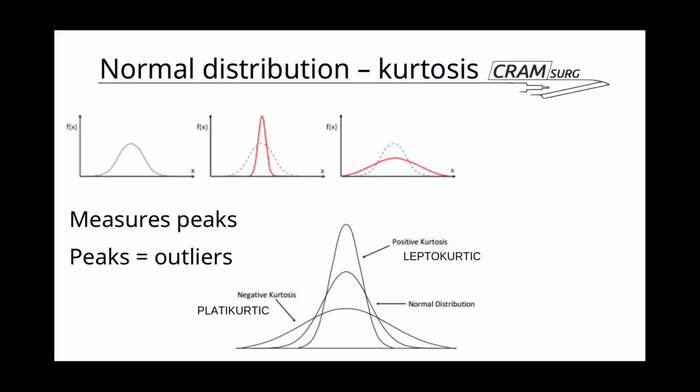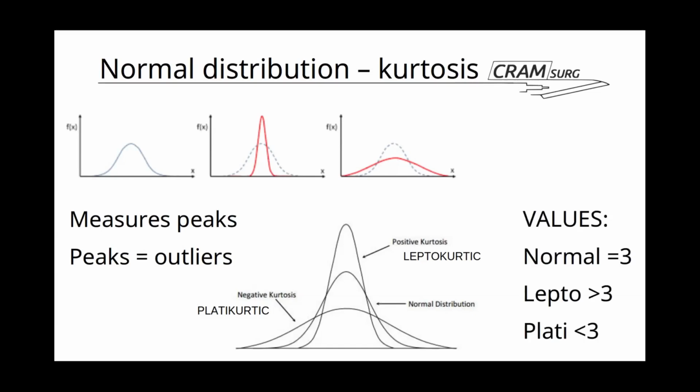If you want to be technical, a positive kurtosis distribution is called leptokurtic, and the negative kurtosis one is called platykurtic, like a plateau because it's flat. A normal distribution has got a kurtosis of its own, which is 3. So anything above 3 is called leptokurtic. Anything below 3 is called platykurtic.